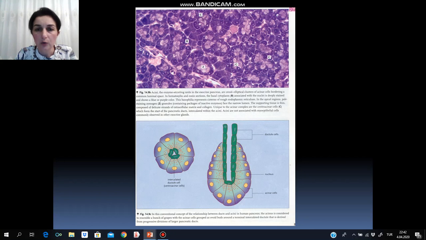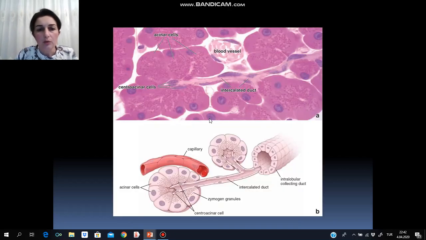That alkaline fluid is needed for neutralization of the acid environment of the chyme, which is coming from the stomach into the duodenum. As we know, the pancreatic duct will join the common bile duct before opening at the duodenum. Now let's look here: the centroacinar cells, that is the secretory portion acinus, and they are acinar cells.